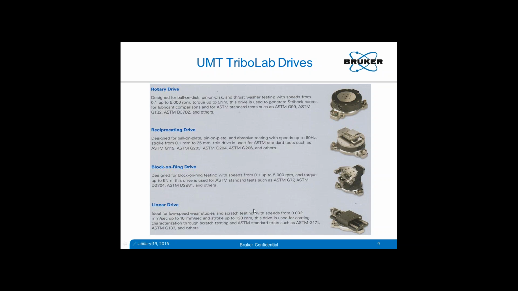And finally, we have a linear drive, which is used mostly for scratch and other mechanical tests. It can also be used for reciprocating tests, but the frequency is limited to very small, less than maybe 5 Hz, because it depends on how much stroke length we are using. It has a maximum stroke of up to 120 millimeter. That is the displacement. We also call this the Y stage because it is installed that way. It moves the specimen or tool along the Y direction.